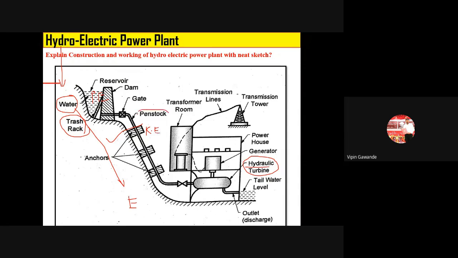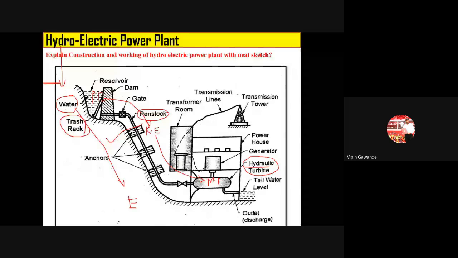Penstock is just the pipe. So potential energy is converted into kinetic energy. Kinetic energy is converted into mechanical energy in the hydraulic turbine, and this mechanical energy is converted into electrical energy in the generator. Okay, so this is the simple working of the hydroelectric power plant.